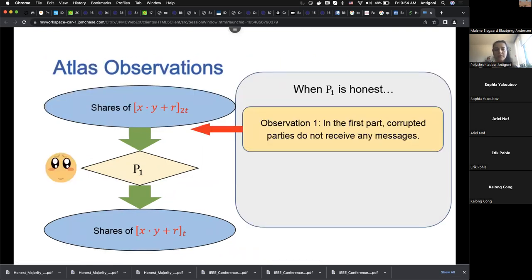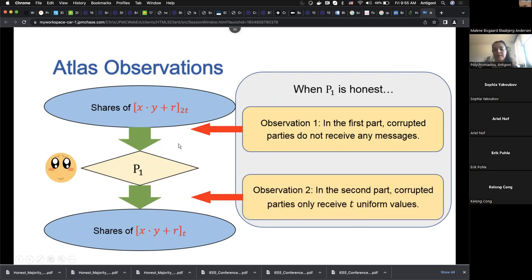So now, when the party is honest, we are operating on shares, okay? Then what can happen is that because P1, let's assume he is honest, he's giving out honest shares, right? So the corrupted parties are going to get only T uniform random shares. So from the result, they will not be able to tell what the inputs are. So privacy is preserved here, given that P1 is honest.